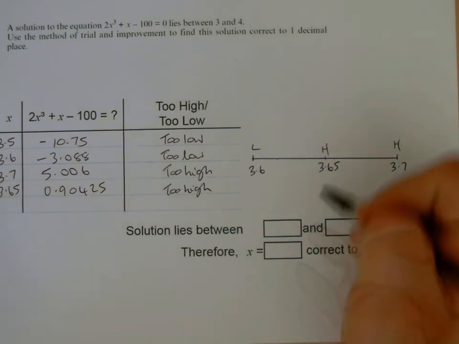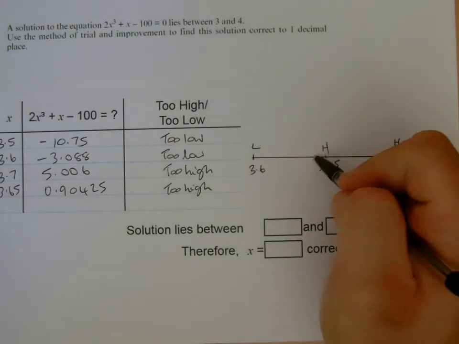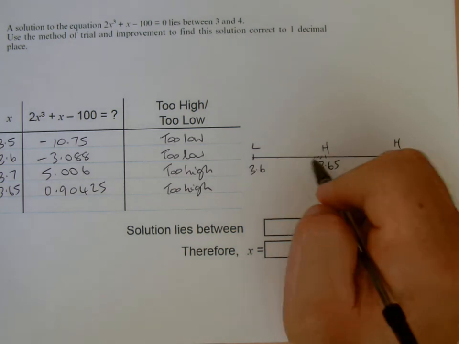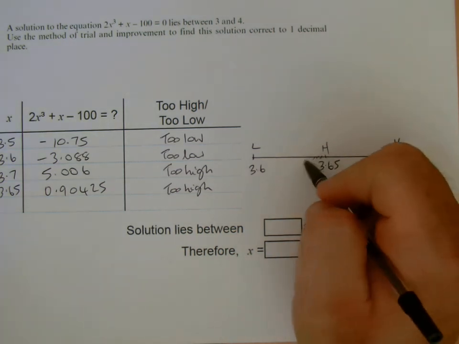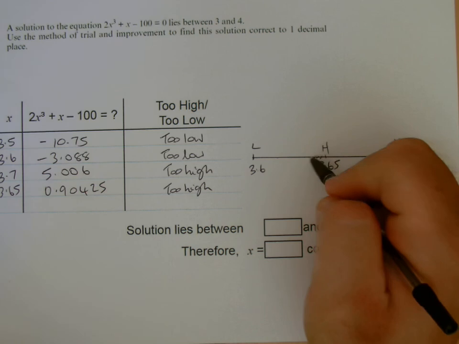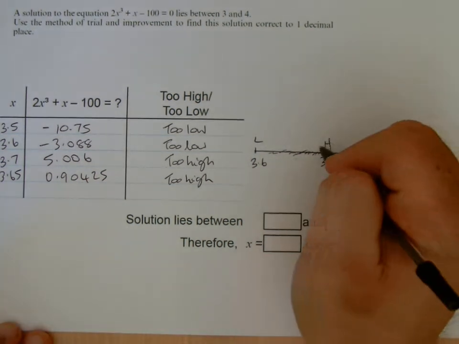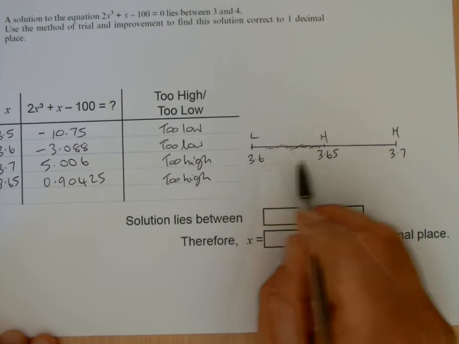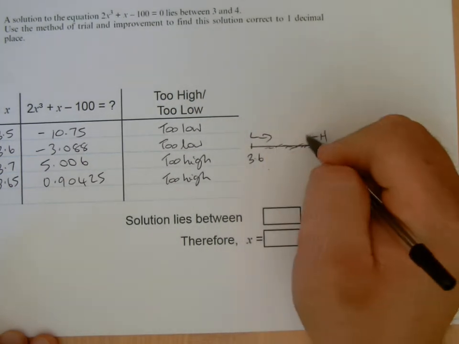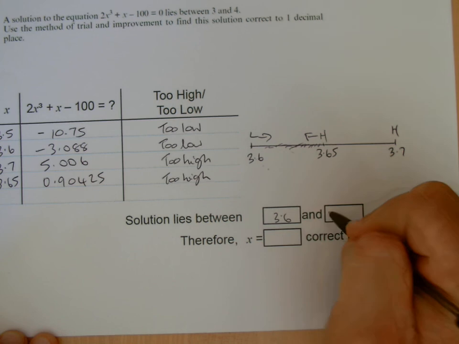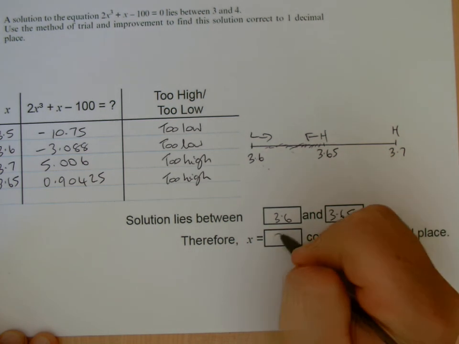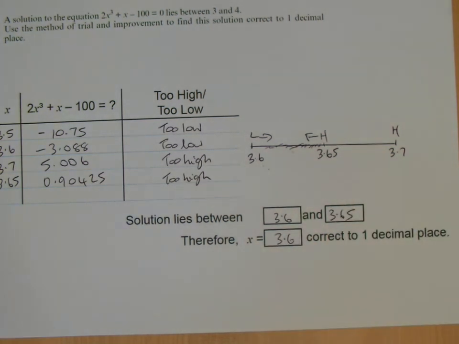We need to go a bit lower, don't we? And a little bit lower means it's going to be around here somewhere. Now I don't care where it is. You don't need to check 3.64, you don't need to check 3.63. It doesn't matter. The fact is it's there somewhere, and it is between these two values. It's between 3.6 and 3.65, which means it rounds to 3.6 to one decimal place. It's closer to 3.6 there.